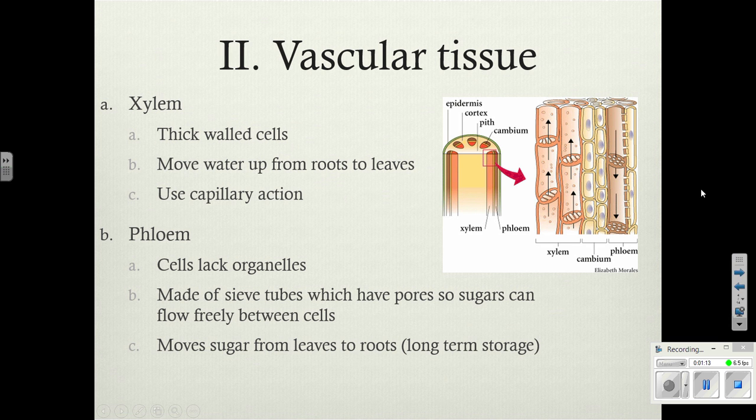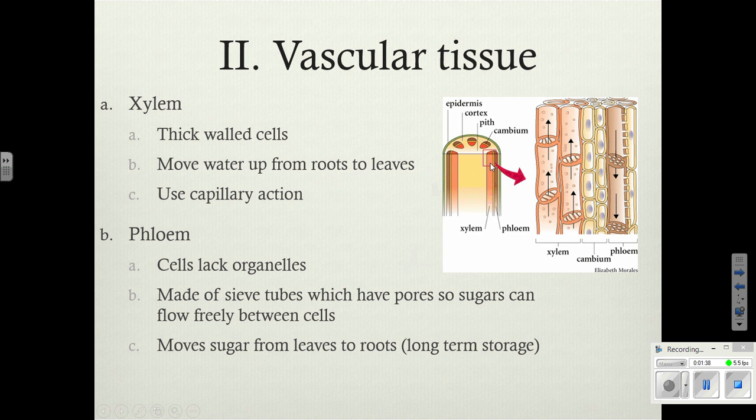So just to break these down a little bit more detailed, that xylem is going to have really thick walls for each of their cells. And what it does is it uses capillary action to help move the water from the roots of the plant up to the leaves. So we need to get water up to those leaves so that photosynthesis can occur. You have to have water present, and without it, we wouldn't be able to have the plant make its own sugar. So it looks like this one right here on the left.